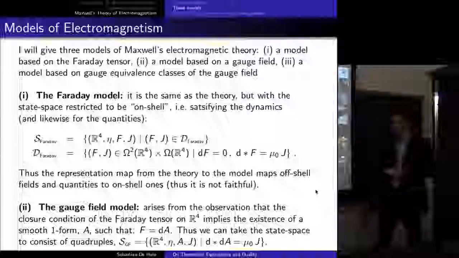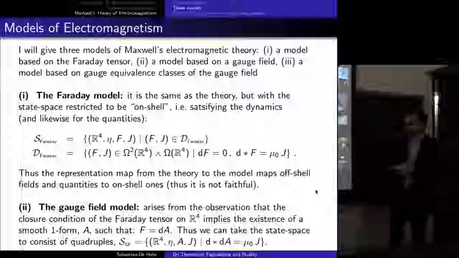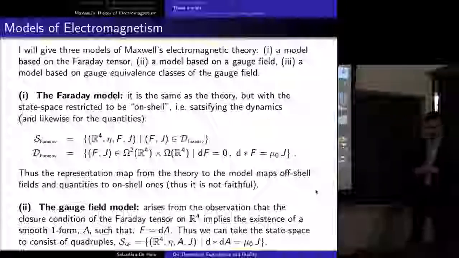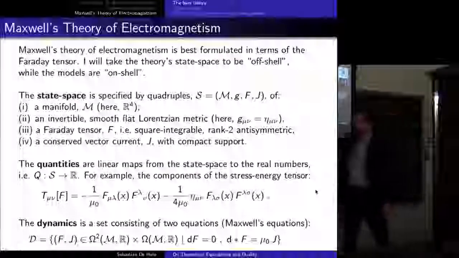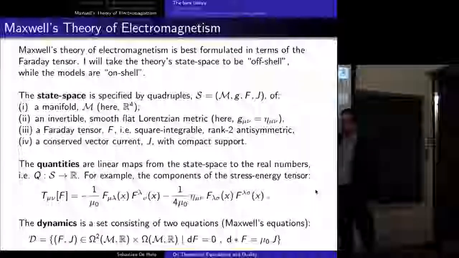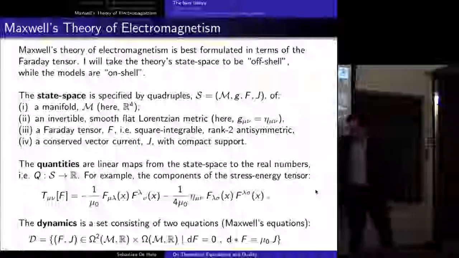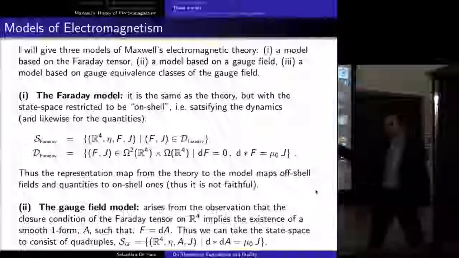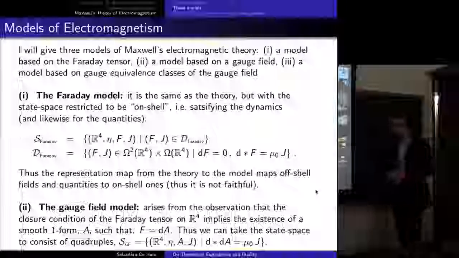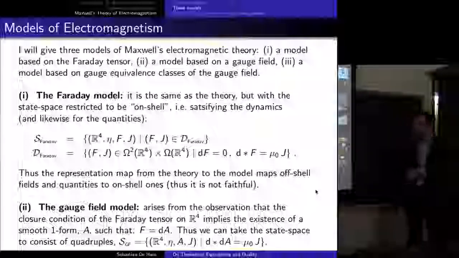So the first model is the kind of trivial one. It's the Faraday model itself, so it is the same as the theory, but with the state space restricted to be what physicists call on-shell. So remember that when I defined the theory, I did not require that the Faraday tensor should obey the equations of motion. The equations of motion were an additional requirement. Now I just restrict to those Faraday tensors that actually satisfy the equations of motion.